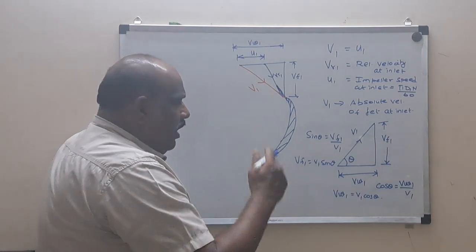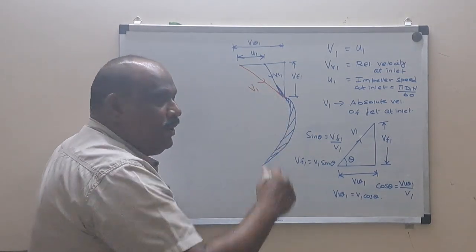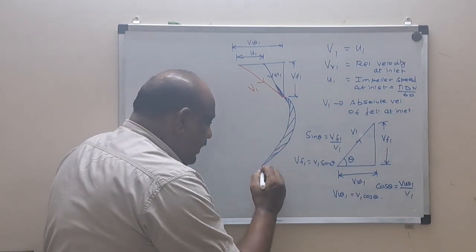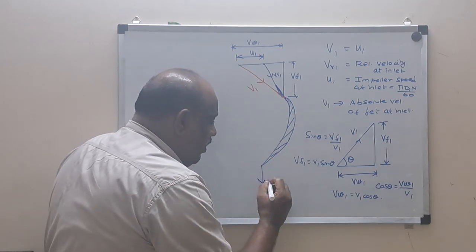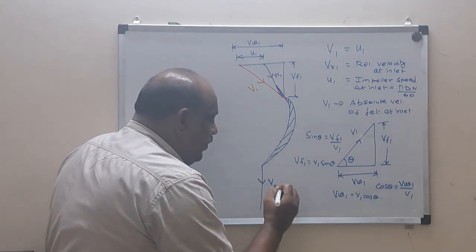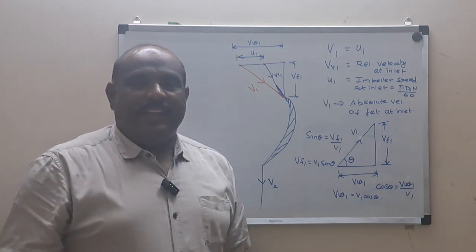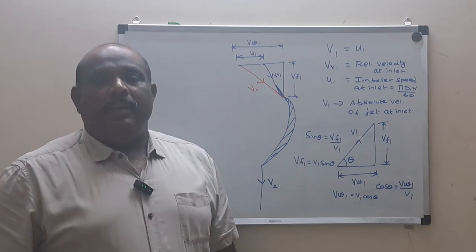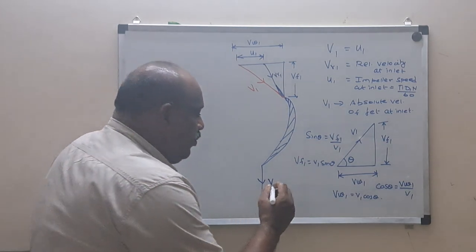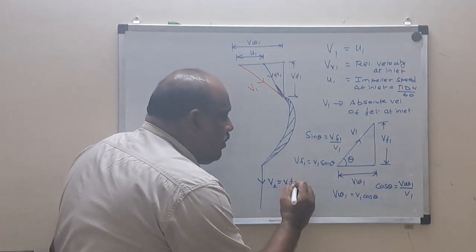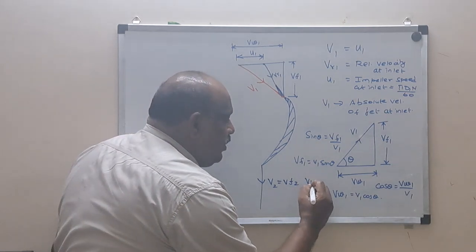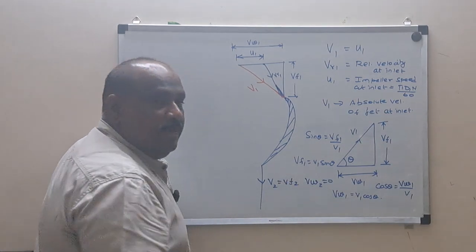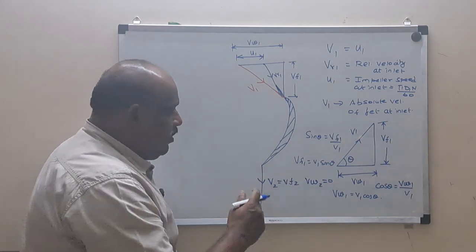Coming to the outlet triangle diagram, the flow is going to happen like this, axially out. Here it is V2. Now, V2 is not inclined. It is vertical. Since it is vertical, there is no horizontal component, which means all of V2 will be converted into VF2. Then which component will become 0? VW2 will be 0. Very good. Got the logic? So, VW2 will be 0.